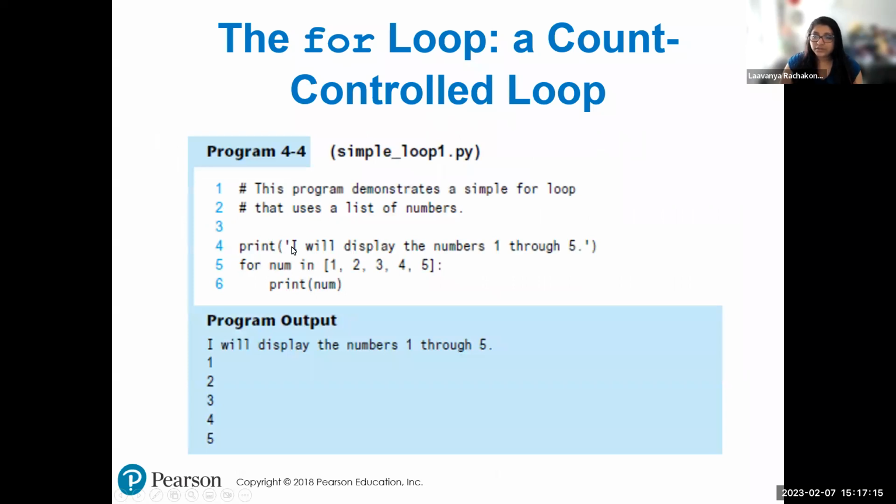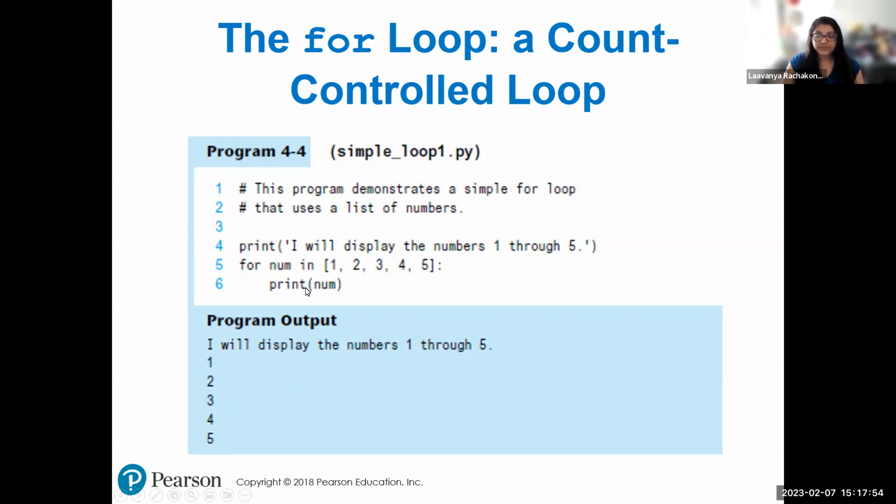So you are displaying the numbers from 1 through 5. So for num, which is our target variable, which is also short for number, in the sequence 1, 2, 3, 4, 5, colon, print num. For the first iteration, the num value is 1. For the second iteration, the num value is 2. That is the reason why you see 2 here. For the third iteration, the num value is 3. You see number 3 as your output. For the fourth iteration, num value is 4. For the fifth iteration, num value is 5. That is the reason why you'll see the numbers 1, 2, 3, 4, 5 displayed in the output.